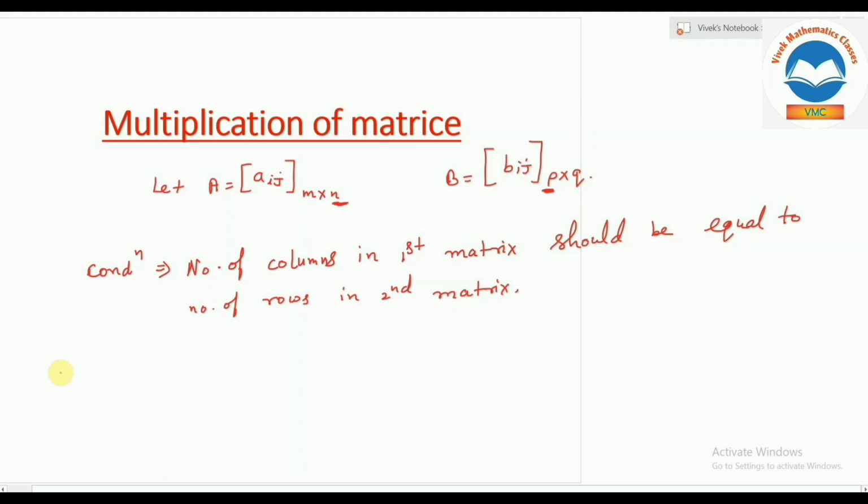Now how to multiply? You have to multiply row by column. You have to multiply in the way of row by column. It means the row of the first matrix you have to multiply by the column of the second matrix. Okay, so we'll take one example and understand.